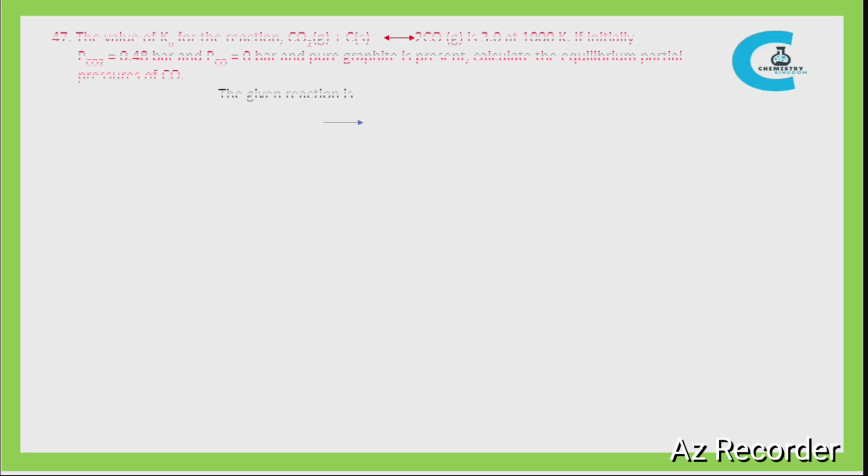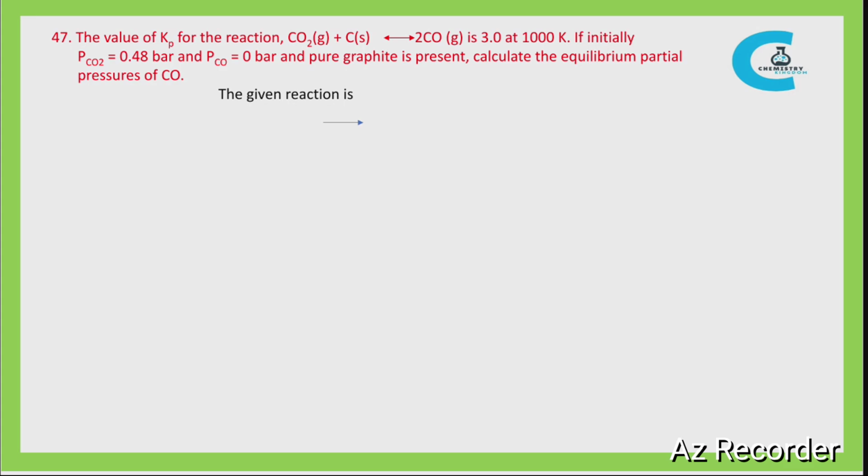Next problem, the last one. The value of Kp for the reaction is 3. Initially 0.48 bar and 0 bar are the pressures of CO2 and CO. Then calculate the equilibrium partial pressure of CO. You know that CO2 plus C is in equilibrium with 2 CO. This is the reaction given. Kp is given as 3. Initial pressure is also given.